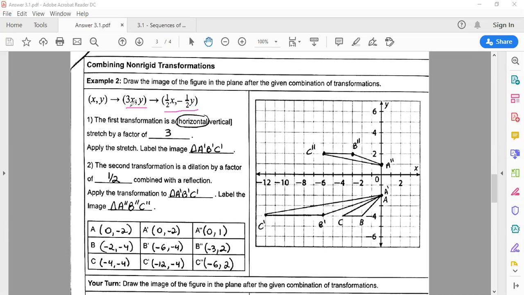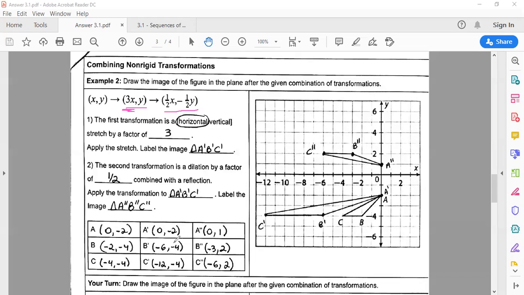So I multiply the X by 3, and the Y stays the same. So for A prime, I get (0, -2). For B prime, I get (-6, -4). And then for C prime, I get (-12, -4). Notice that the Y's are the same, but the X values have been multiplied by 3, okay? Because that's what I was told to do here.